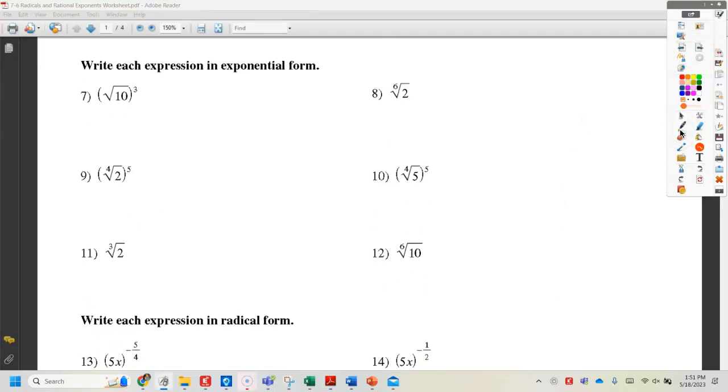The opposite or the reverse of that is to write it as an exponent. The one that everybody goofs up is number 7, because the square root is a 2 and the outside power is a 3. That is 10 to the 3x. 9 would be 2, 5/4, 2, 1/3, and 11. It is the cube root of 2, not 2 cubed.